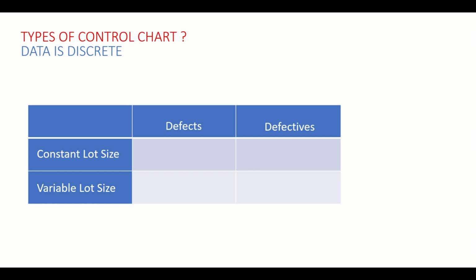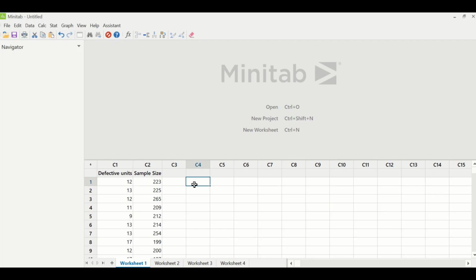If the customer is monitoring us on defects, and there is a constant lot size, we will create C chart. If the customer is monitoring us on defectives and there is a constant lot size, we will be using NP chart. Defects and variable lot size, U chart. Defectives and variable lot size, it's P chart. So let's go to Minitab and see how these charts are created.